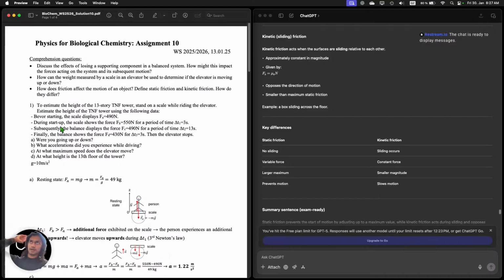Now, to estimate the height of a 13-story TNF tower, stand on a scale while riding the elevator. Estimate the height of the TNF tower using the following data. Before starting, the scale displays F_A equals 490 Newton. During startup, the scale shows a force of 550 Newton for a period of 3 seconds. Subsequently, the scale displays a force of 490 Newton for a period of time.